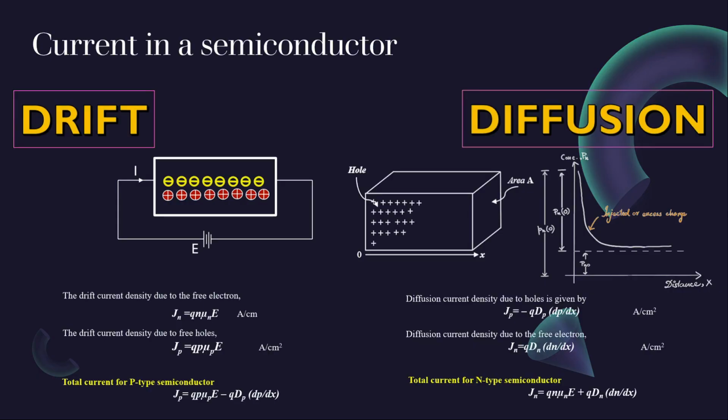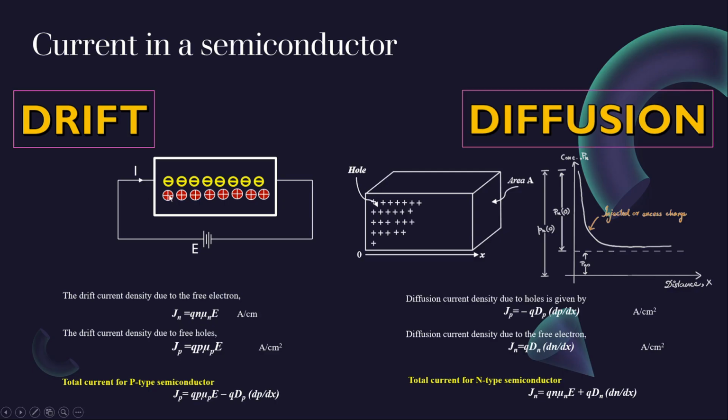The drift current is defined as the flow of electric current due to the motion of charge carriers under the influence of an external electric field. Whenever an electric field is applied, the holes move in the direction of the negative terminal of the battery and the electrons move towards the positive terminal. This combined movement of charge carriers constitutes the drift current.